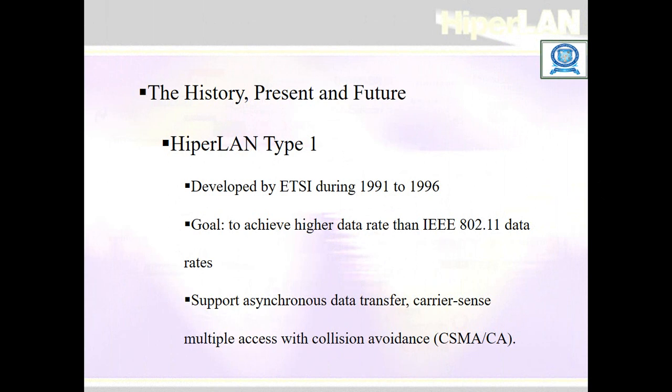Next, the history, present and future of Hyperlan type 1 and Hyperlan type 2. Hyperlan type 1 was developed during the years 1991 to 1996. The main goal of developing Hyperlan type 1 was to achieve a higher data rate than IEEE 802.11 data rates. So the main reason for developing Hyperlan type 1 is to achieve a high data rate, or high internet speed, compared with IEEE 802.11, and support for asynchronous data transfer mode and the carrier sense multiple access with collision avoidance mechanism.